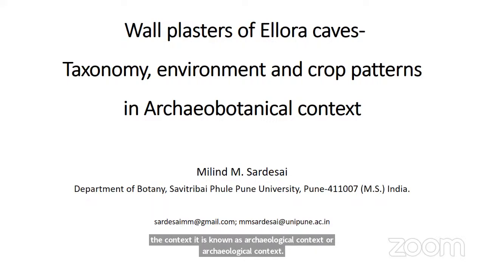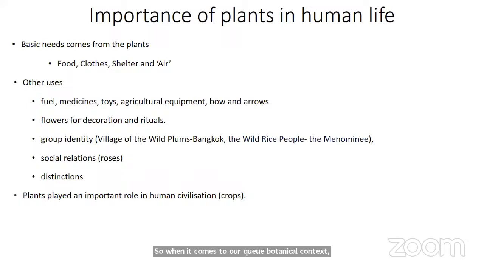When it comes to archaeobotanical context, usually you get the plants in fragments, not the entire plant, and that is very difficult when it comes to identification.